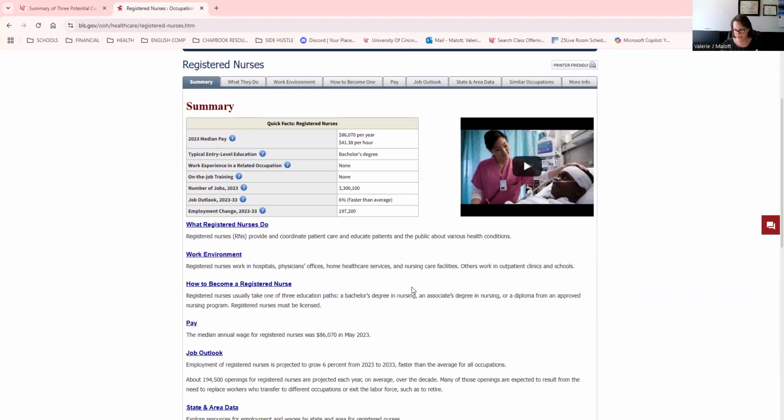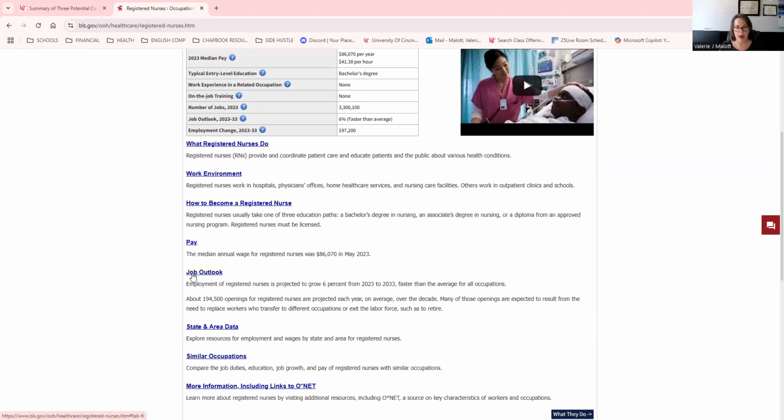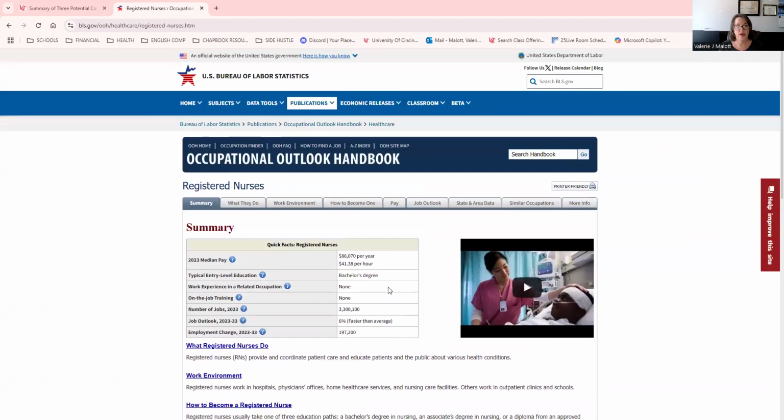But if you're interested in moving on and transferring into a 4-year degree program, here we have information on what you need. So the typical entry-level education for a registered nurse is the bachelor's degree, right? You need a 4-year degree. So they have a summary of what a nurse does, what the work environment is like, how to become one, how much their pay is, and this is updated May of 2023. So this is fairly recent information, what the job outlook is, and so on and so forth. So you can look at a bunch of different occupations here.